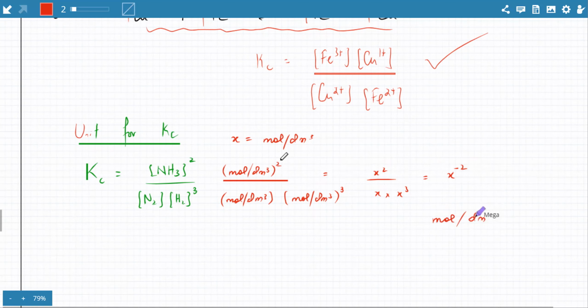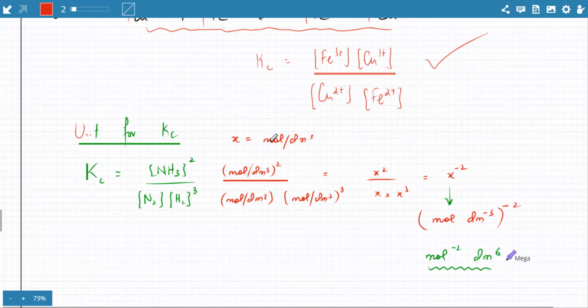Instead of mole per dm cube, we can write mole dm minus 3, and this whole thing is raised to the power minus 2. So this is going to be your expression, and you can further simplify this. It's going to be mole minus 2 and dm6. That's going to be the unit for Kc in this particular example that we just did.